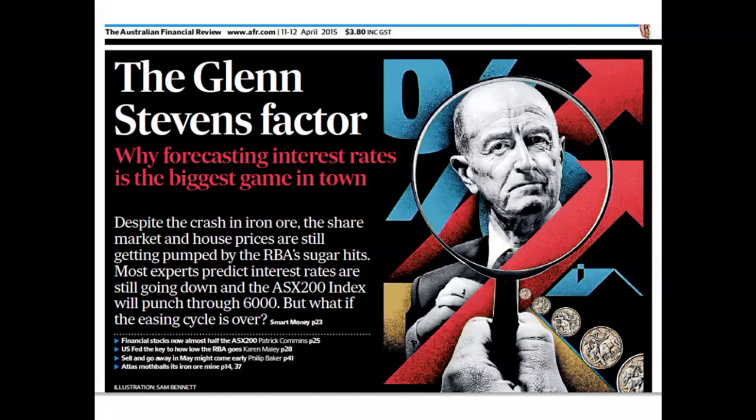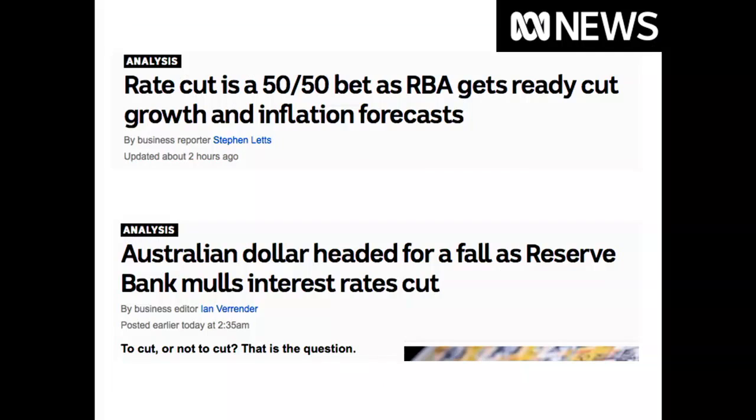What's different this time is it's a 50-50 bet on a rate cut. The RBA likes to keep people guessing. So there's a 50-50 bet as the Reserve Bank of Australia gets ready to cut growth and inflation forecasts. I looked at this just before this lecture, and they said the Australian dollar is headed for a fall as the Reserve Bank mulls an interest rate cut. If they cut interest rates, the Australian dollar will fall because it won't attract as much overseas interest from people buying the Australian dollar, given its lower interest rates. But we can expect stock prices to increase, so the market will rally.